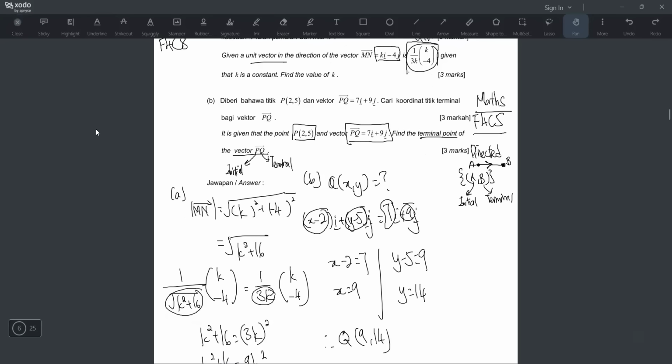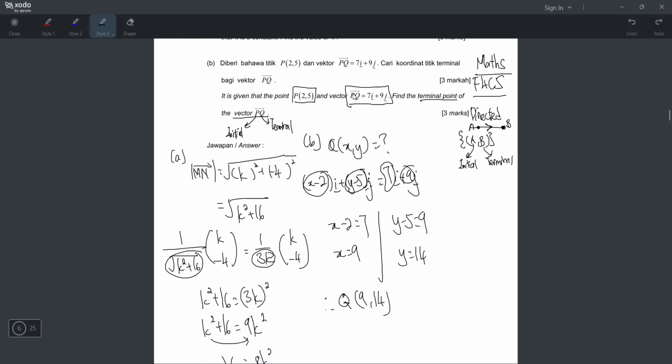All right. There's another method to do this question. You can do PQ equals PO plus OQ, but it's a bit slow if you do it like that. When you do PO, you have to take O coordinate minus P coordinate, and you will get negative 2, negative 5, because O coordinate is 0, 0. So when you take 0, 0 minus 2, 5, you get negative 2i minus 5j. Then in brackets plus OQ, which I want to find. But it's okay because this whole thing will give 7i plus 9j.